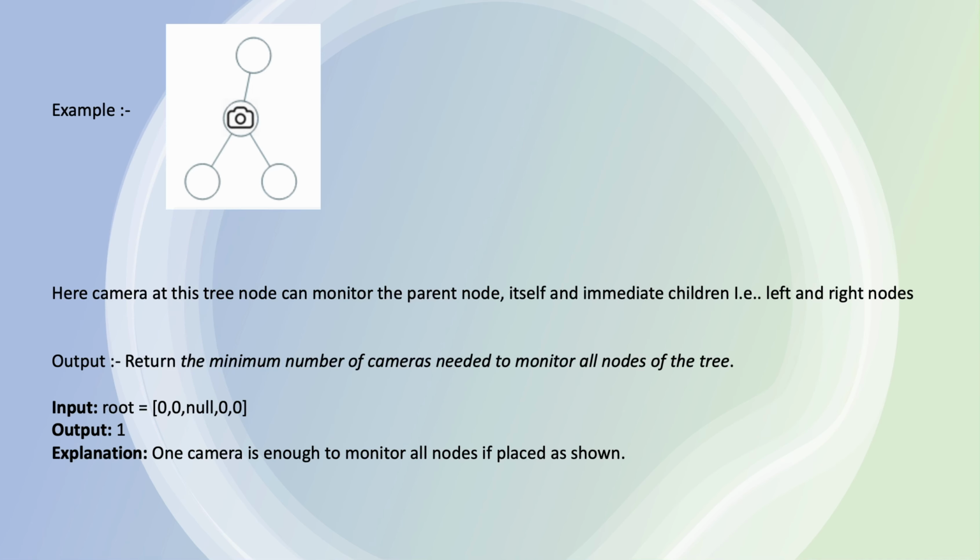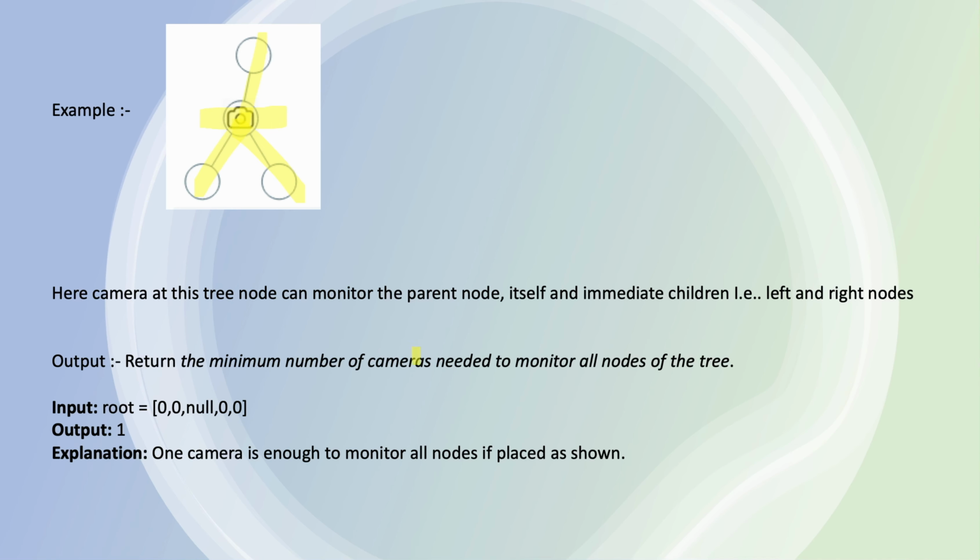So here in this example we have camera installed on this tree node. This camera can monitor itself, its parent and its left and right children. So by installing a camera at just one tree node, we can monitor all the nodes here. So that is our output.